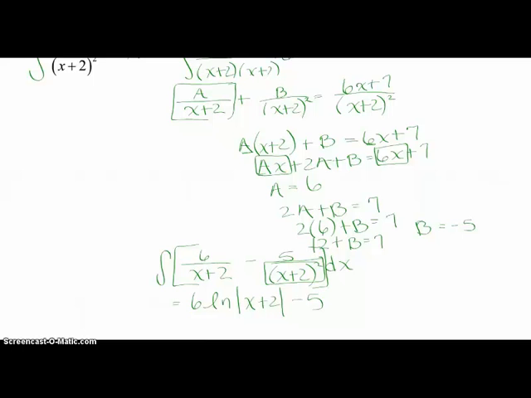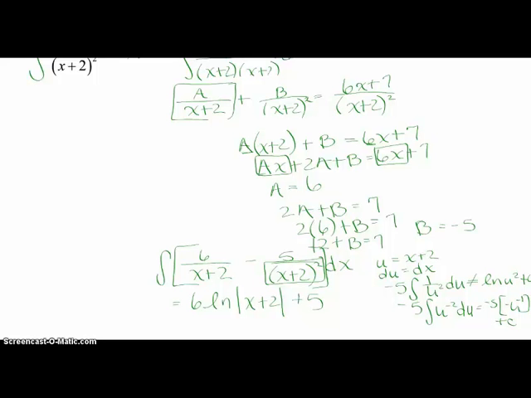This is a u substitution where u is x plus 2, du is dx, but the integral winds up looking like 1 over u squared du, which does not have the natural log of u squared as an antiderivative. This is a power rule. Okay? The antiderivative here is, this would be negative 5 times negative u to the negative 1 plus c. So we need to be careful about that.